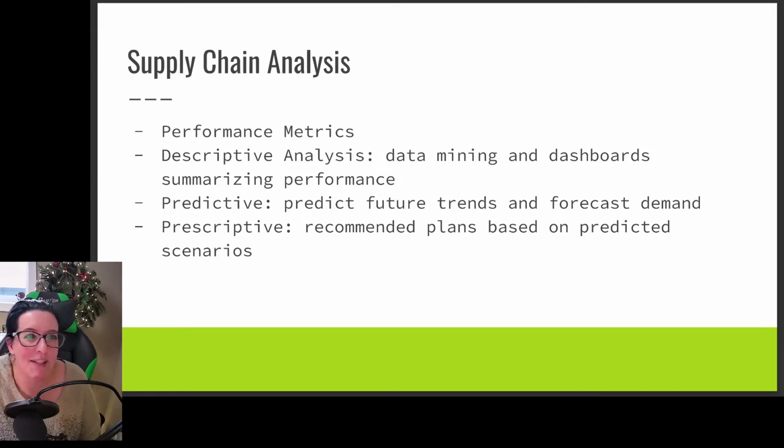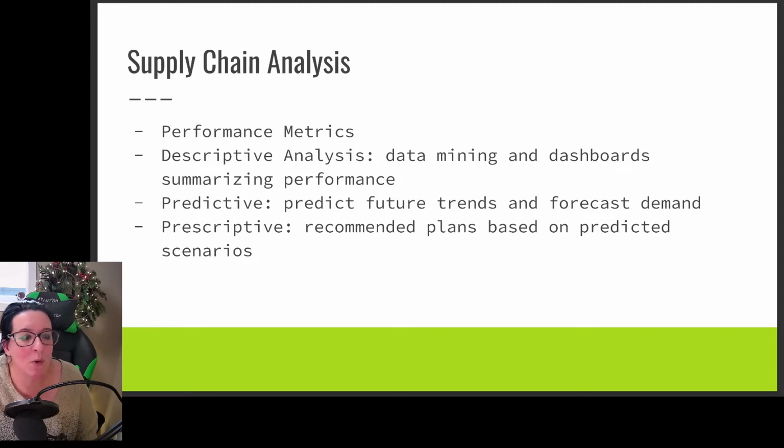Well, more and more what we're seeing in terms of analysis of supply chains is the use of artificial intelligence and machine learning. So we can do descriptive analysis, using data mining and dashboards to summarize the performance of our supply chain. We can use predictive analysis to predict future trends and forecast the demand. We can do this across the entire supply chain, sharing information with the other companies. And we can use prescriptive analysis to help us recommend plans based on predicted scenarios.